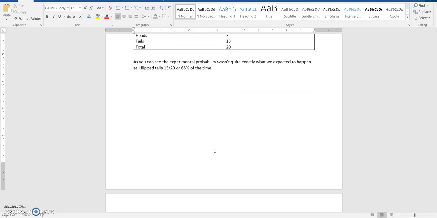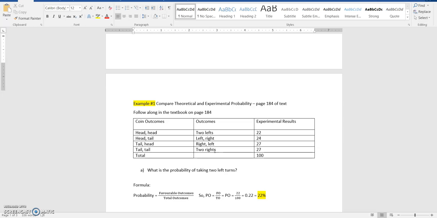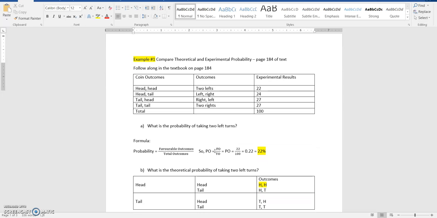All right, we'll go on to the example. You can find this on page 184 of the text. I would encourage you to pause the video here so you can bring up the example. Again, it is on page 184 of your textbook. All right, example number 1.